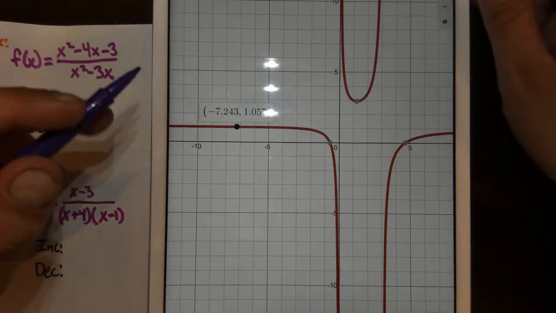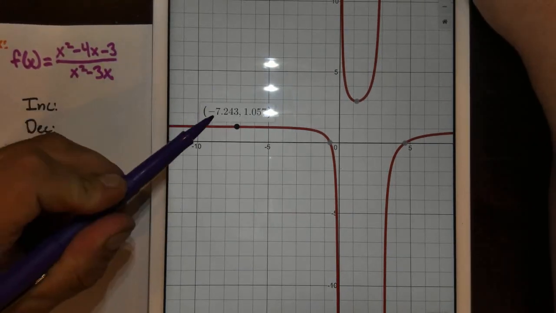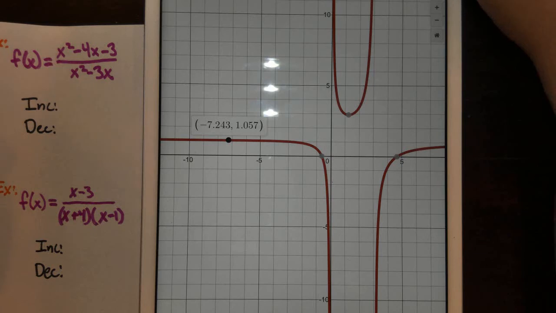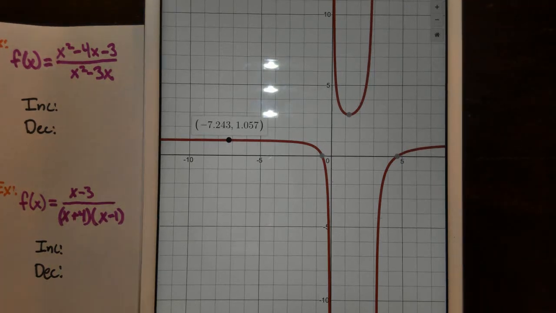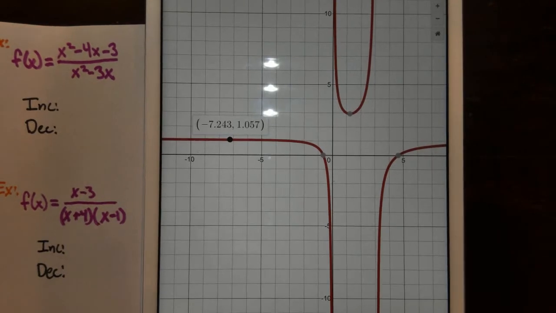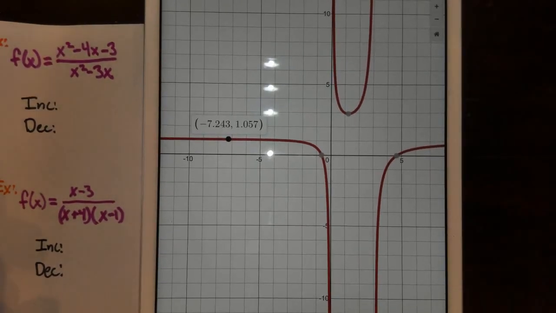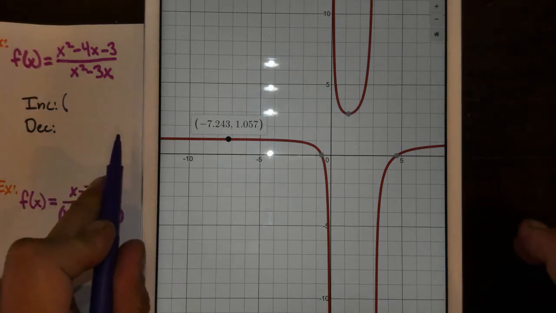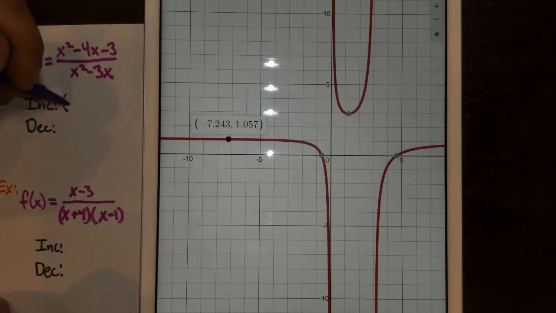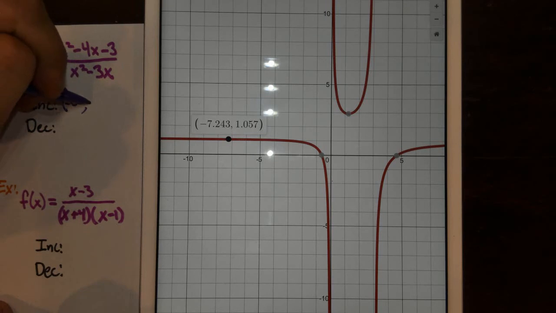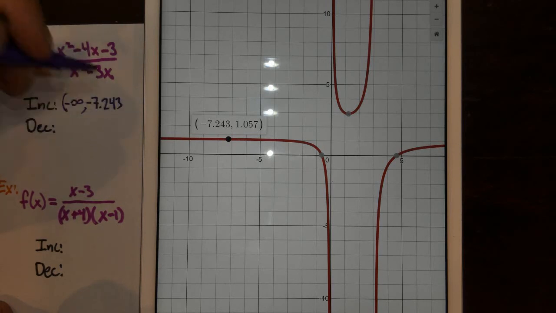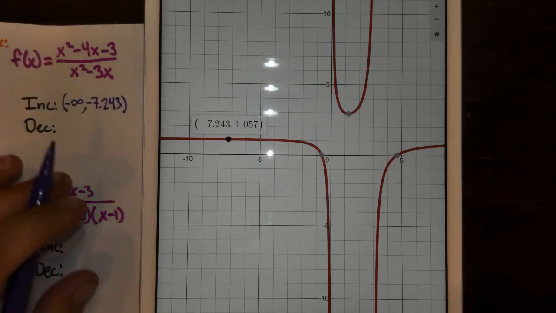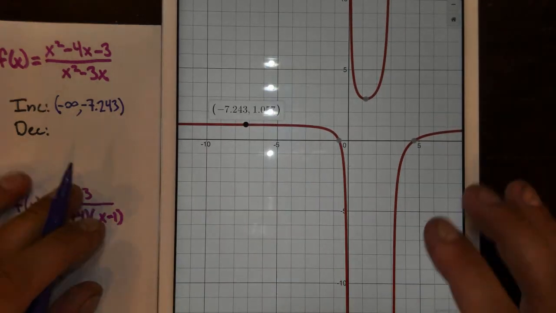So let's see here. When we're talking about intervals, we're talking about just the x value. So ignore the second value. So the increasing interval here is from, let's see. Well, it starts increasing from the left from negative infinity to this point right here, negative 7.243. And if you notice, a lot of these won't be perfect numbers. There'll be a lot of decimals and stuff. That's just the nature of these rational functions.